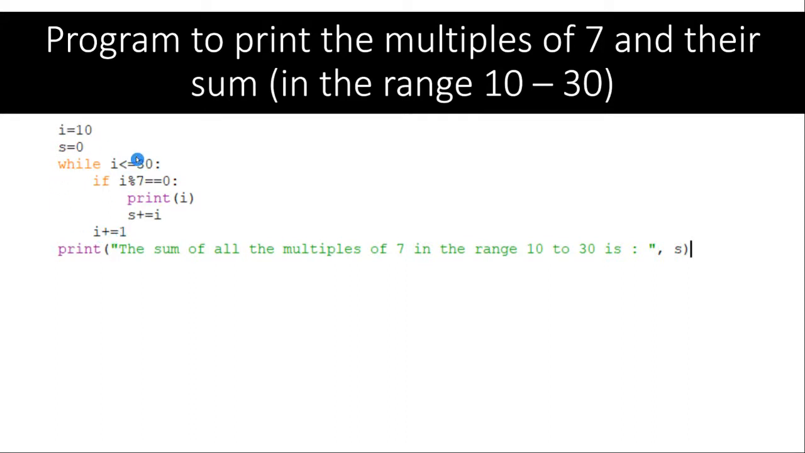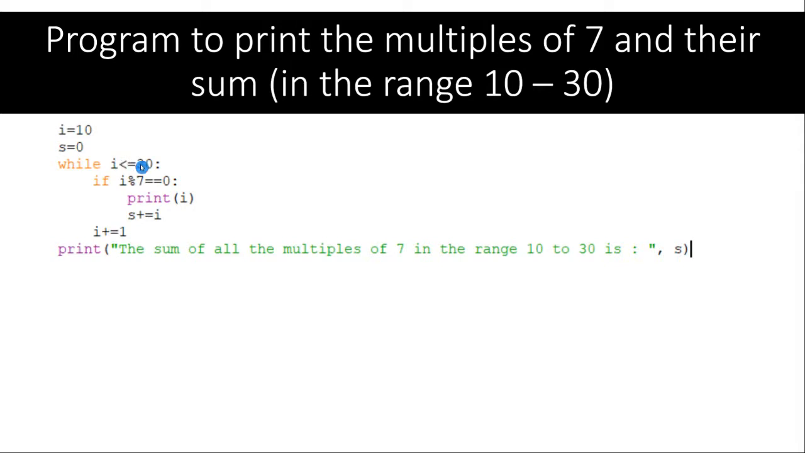Now let me explain how the program is going to work. Initially the value of I is 10. 10 is less than or equal to 30, the condition is true. Now it will come here. 10 modulus 7 equal to 0? The condition is false because 10 is not divisible by 7. I'll be getting the remainder 3. It will not do anything over here. It will directly come here and do I is equal to I plus 1. The increment will happen. So 10 is equal to 10 plus 1, 11.